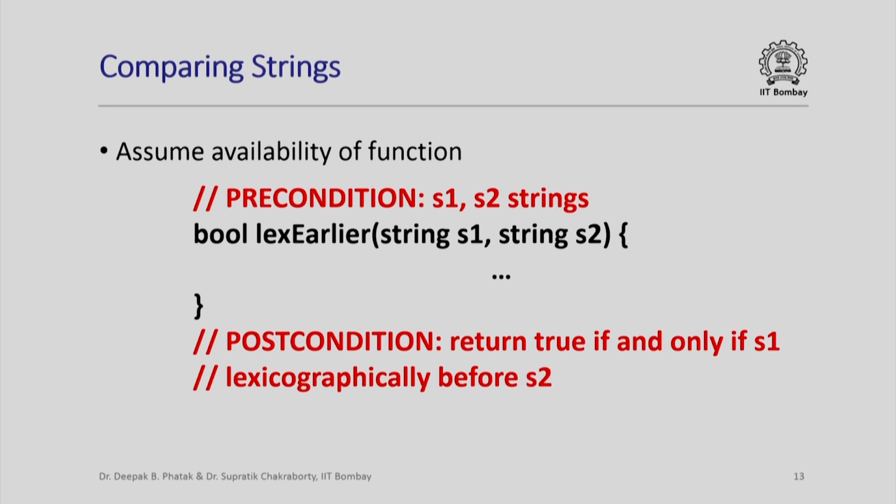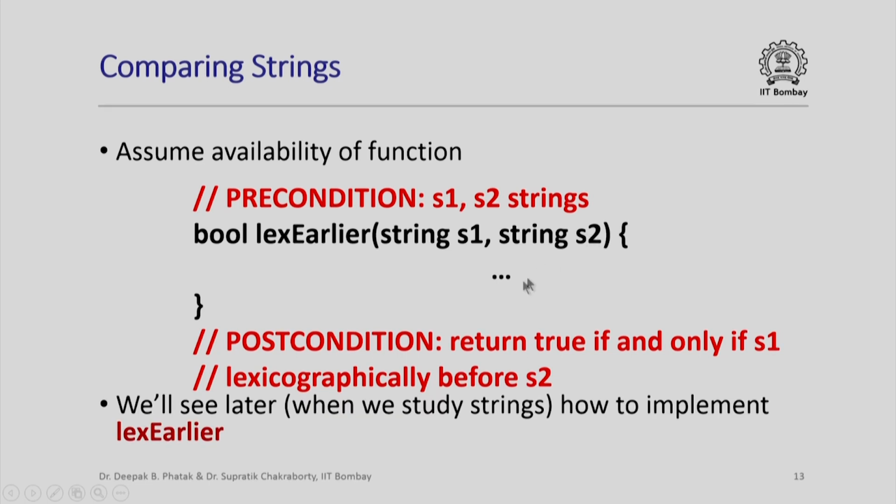For the time being, let us assume that we have a function available to us. Let us call it lex earlier. It takes in two strings. Recall, string is a C++ data type. So, it has two strings as input parameters, and it returns a Boolean value, and the returned value is true if and only if string S1 appears lexicographically before S2. Now, we will see later when we study strings how to implement the body of this function, but for the time being, let us just take this contract view of this function.